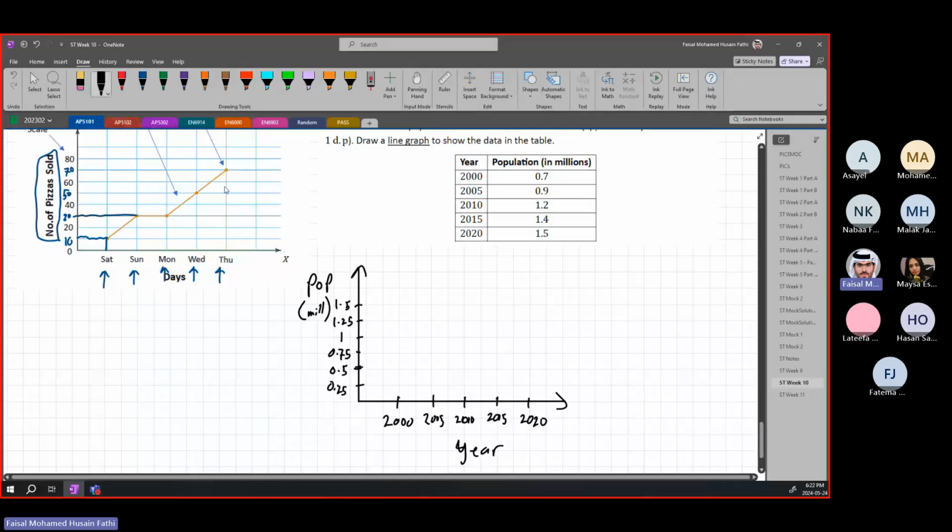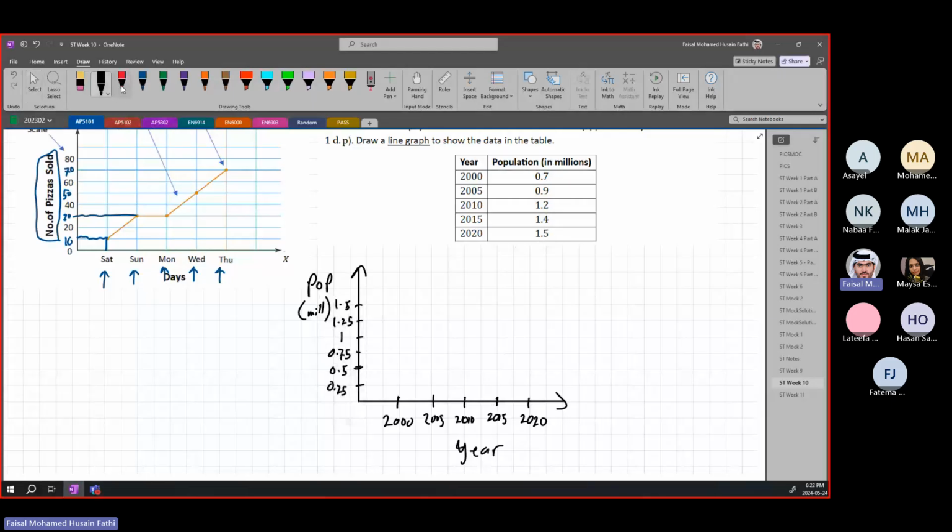So obviously you have to choose a proper scale that includes all the range of values starting from the lowest value, in this case 0.7, all the way up to the maximum value, which is 1.5. And then you just start plotting and marking the points on the graph. So in the year 2000, we had 0.7. So 0.7 is roughly somewhere around here. Okay. And this is for the 2000. So this is going to be our first mark.